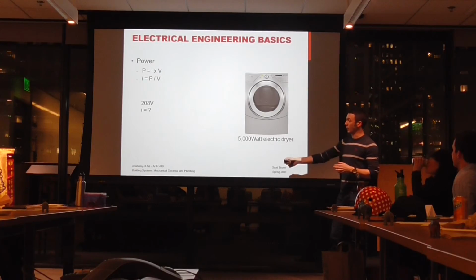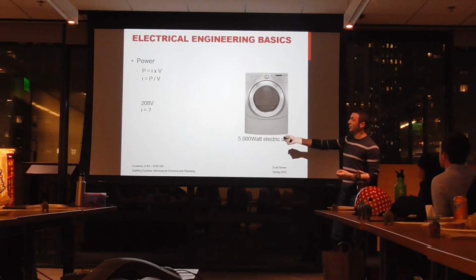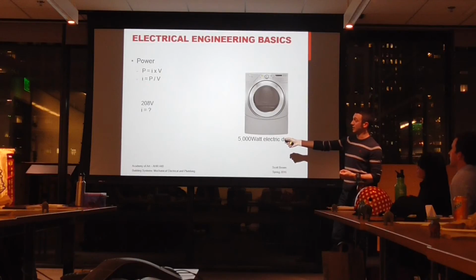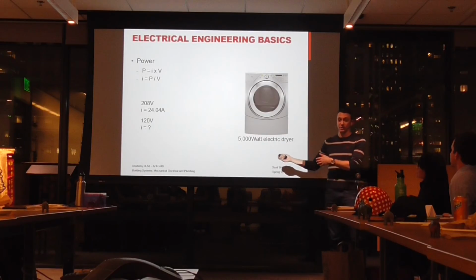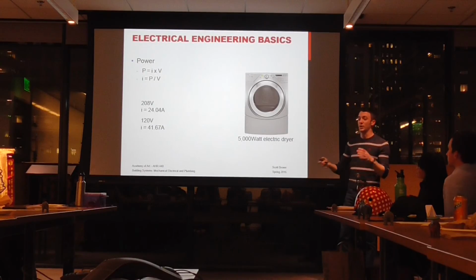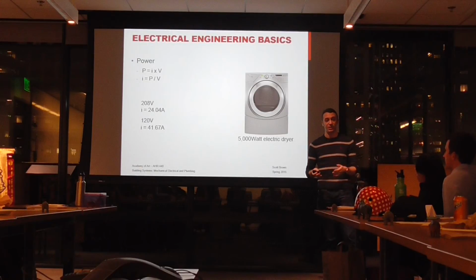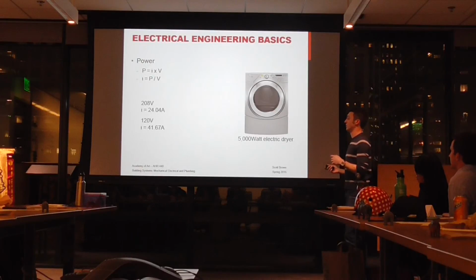Let's say in our building, we give it 208 volts. We supply the voltage, the dryer has an assigned unit of power, and we can use this equation, I equals P divided by V, to figure out what the current is. It's going to be, in this case, 24 amps. If we were to assign a different voltage to it, like say 120 volts, then the current would be different. In this case, it would be 41 amps. So you can see how we can, as electrical engineers, change the voltage in order to manipulate the current. That can be very useful in electrical engineering.